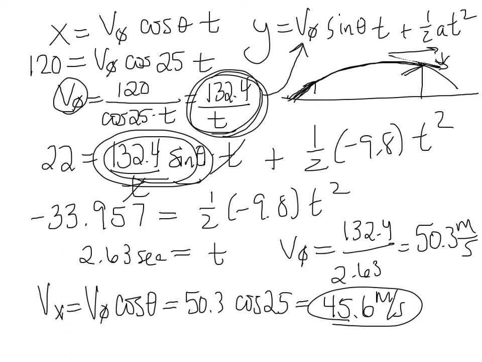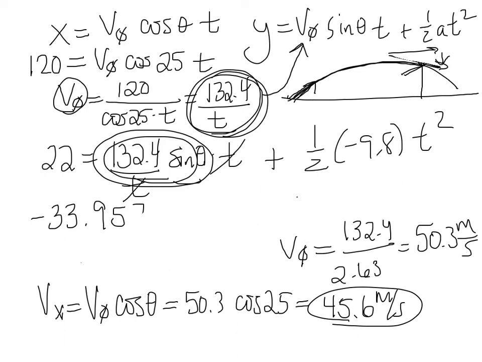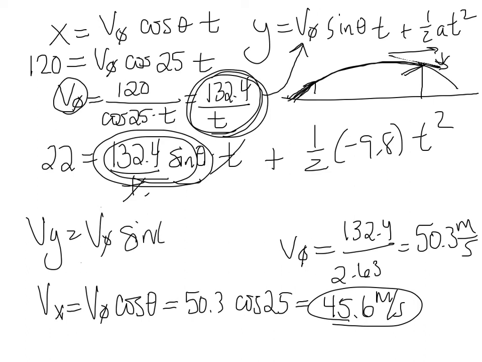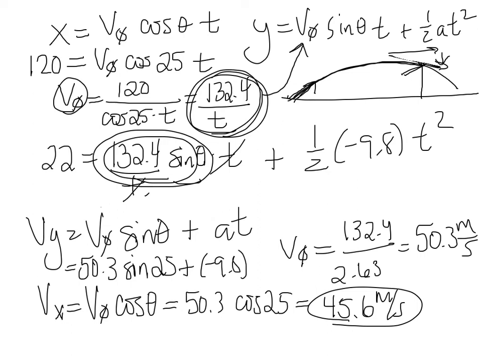Now that isn't our velocity because we have to do v sub y. So now I'm going to go ahead and do v sub y, and I guess I'll just go right above here and do it. Run out of room a little bit. And so I'm going to calculate v sub y, and v sub y will equal v sub naught times the sine of theta plus at. Okay, so v sub naught, of course, being 50.3, sine of 25 plus negative 9.8.